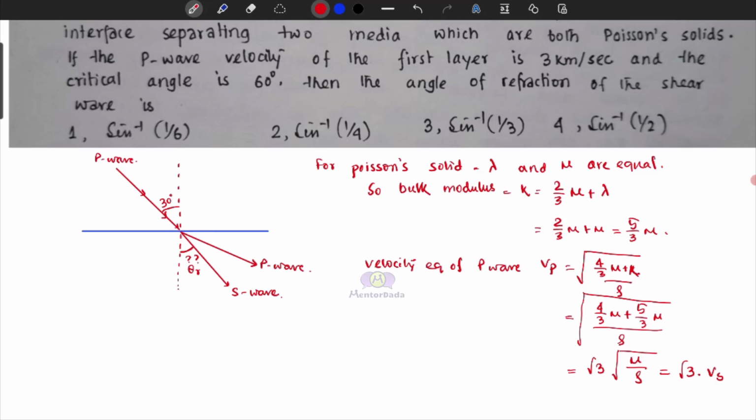Now for medium 1, it has been given that the velocity of the P wave is equal to 3 kilometers per second in the numerical. So the velocity of the S wave will be root 3 kilometers per second.